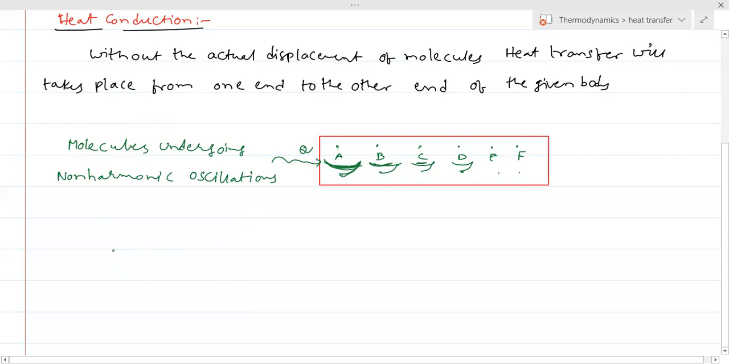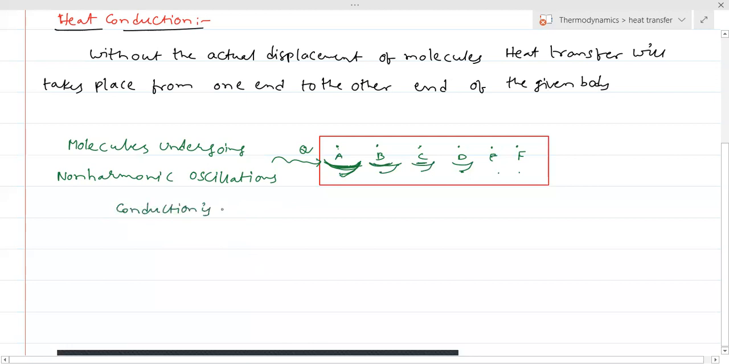From the diagram, it is very clear that conduction is more in solids, because in solids the molecules are closely packed. Therefore, the interaction will be maximum between adjacent molecules. So simply, conduction is more in solids.